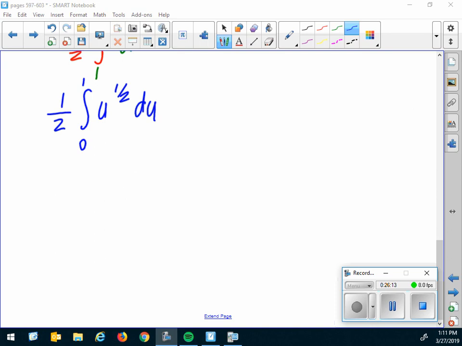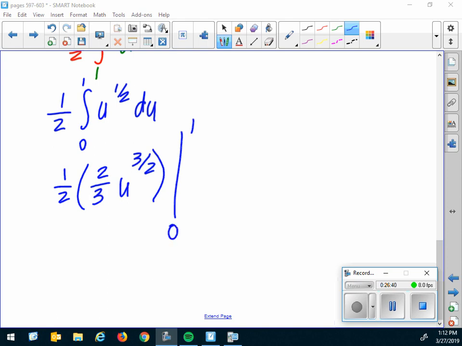Now every one of you can integrate. This is going to be 1/2 times, what's the antiderivative of u to the 1/2? It's u to the 3/2 times 2/3. Oops. But now, look, I don't need the plus c, do I? Because I'm integrating from 0 to 1.